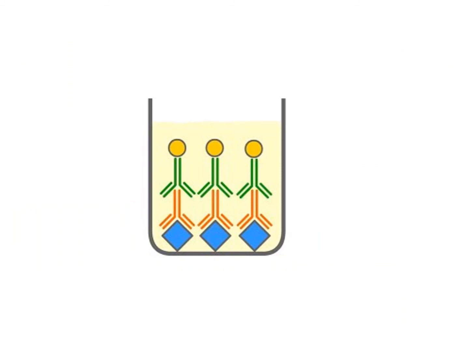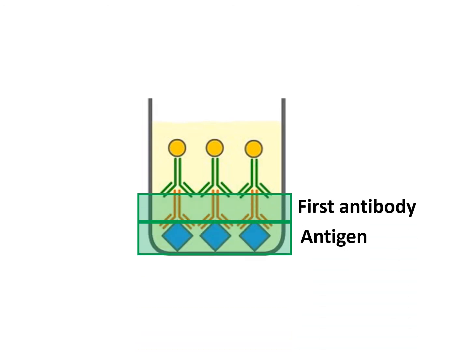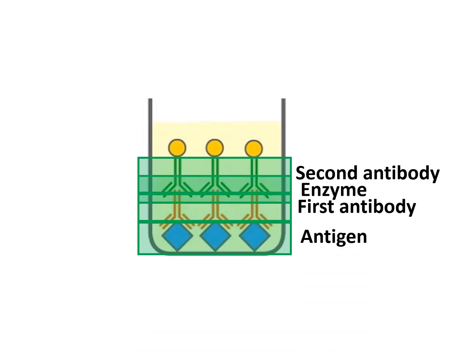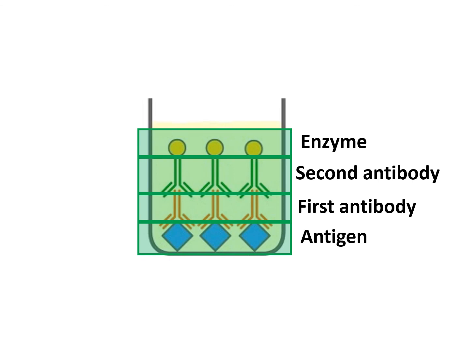In the indirect ELISA test, the order of events is slightly different. Firstly, the antigens are attached to the bottom of the well. This is followed by addition of the first and then the second antibody with the enzyme attached. Before adding the second antibody in the direct or indirect ELISA test, the surface must be washed to remove any unbound antigens or antibodies.